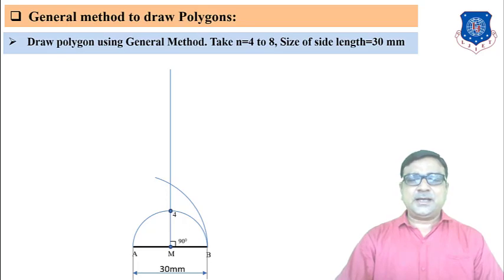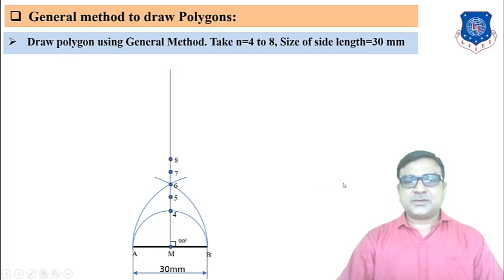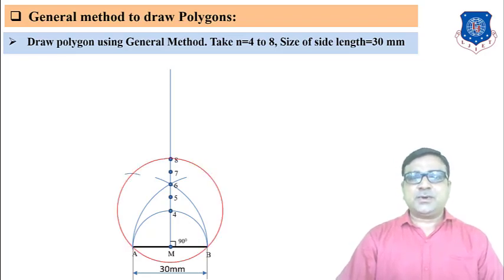Then with A as center and AB radius, draw one arc which intersects the vertical line at 6. Another arc also from B center and BA radius. So here you have to find out the midpoint of 4 and 6, that is 5. So 4, 5, 6, and which one is 7? You have to take a distance 4,5 equal to 5,6 equal to 6,7 and locate 7. Also similarly 8.